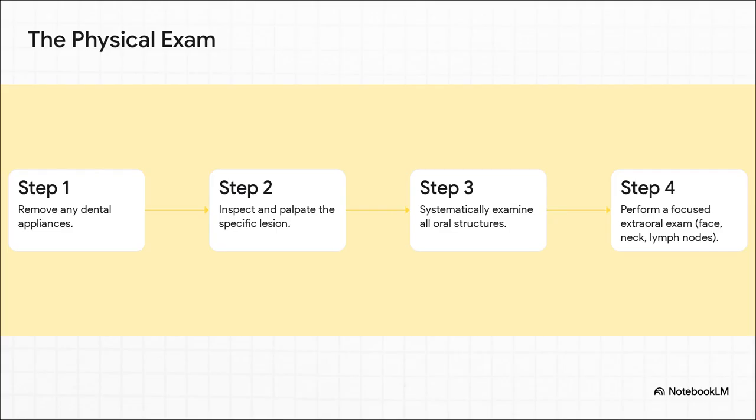Okay, once you've got the history, it's time for the physical exam itself, and you have to be methodical about this. First things first, get a clear view. Ask the patient to take out any dentures or retainers. Second, zero in on the lesion, look at it, and feel it. Third, do a full sweep of everything else in the mouth. And last, don't forget the extraoral exam, face, neck, and lymph nodes. You can't skip any of these steps.